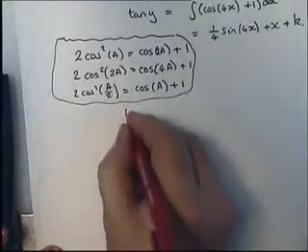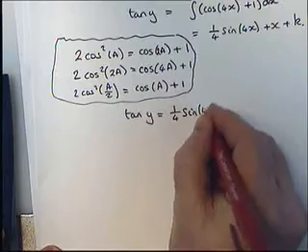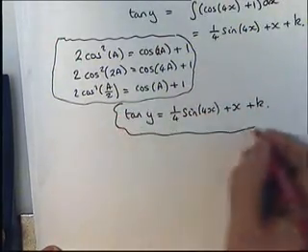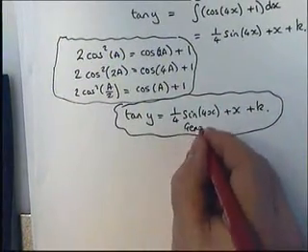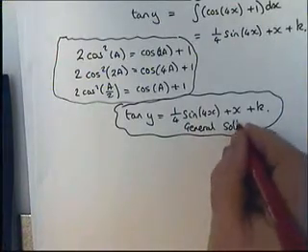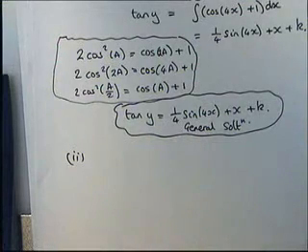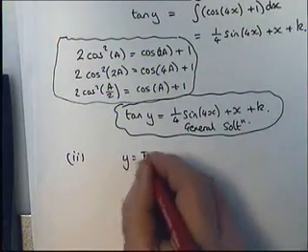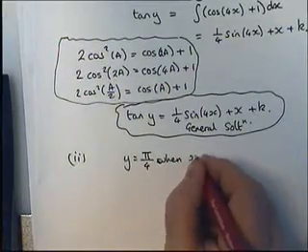So after we've integrated both sides, we get tan y equals 1/4 of sine 4x plus x plus a constant. And that's the general solution. That's how we can leave it. In part 2, we're asked for the particular solution in which y equals 1/4 pi when x equals 0. So now we can substitute in our boundary conditions of y equals 1/4 of pi when x equals 0.